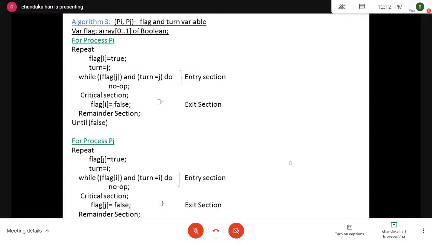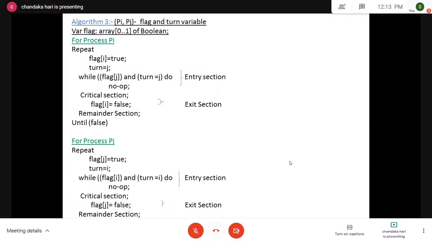Now, to check condition 2, that is the progress requirement, and bounded waiting. For the second one, the progress requirement: I am always giving first priority to the processes that are trying to enter into the critical section. Process PI makes turn equal to J, which implies PI is giving first priority to the processes already trying to enter into the critical section. Similarly, process PJ also makes its turn equal to I.